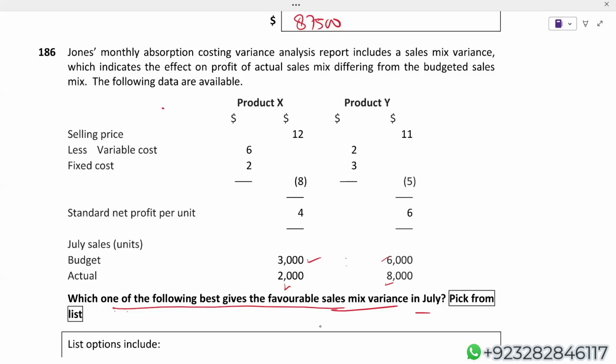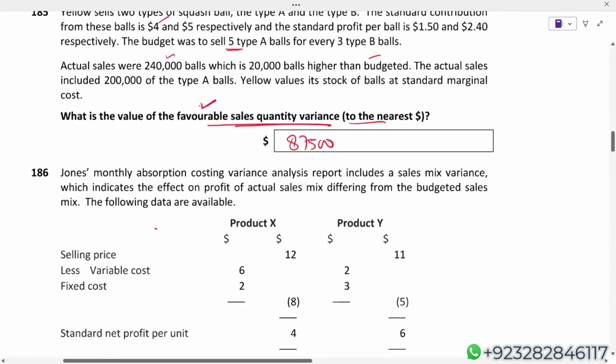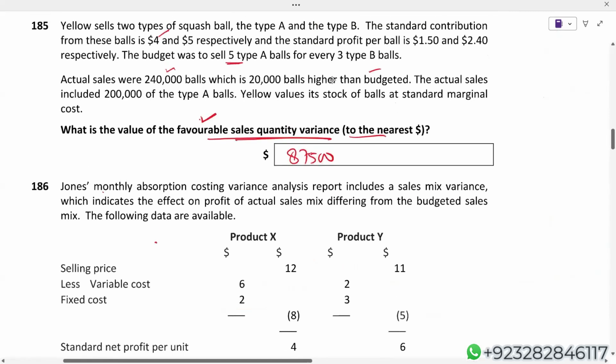Any answer from the students? So far, no answer. Let's read the question then. John's monthly absorption costing variance analysis report. If they're using absorption costing, then we need standard profit per unit. It includes a sales mix variance which indicates the effect on profit of actual sales mix differing from budgeted sales mix. The following data are available.